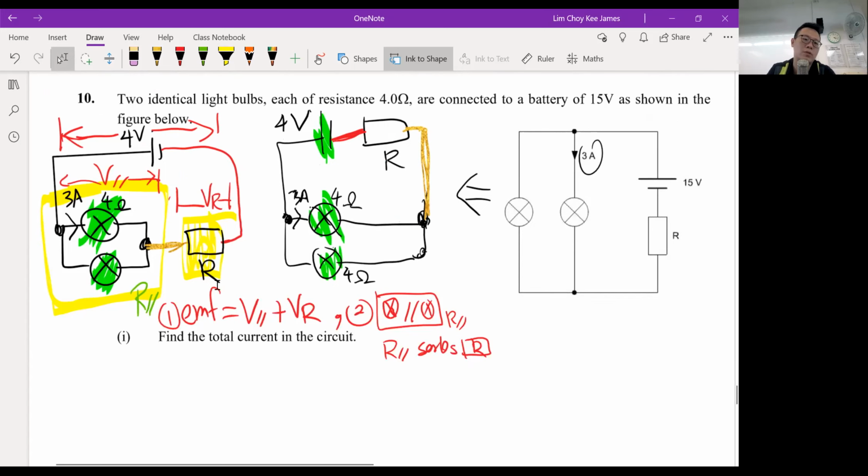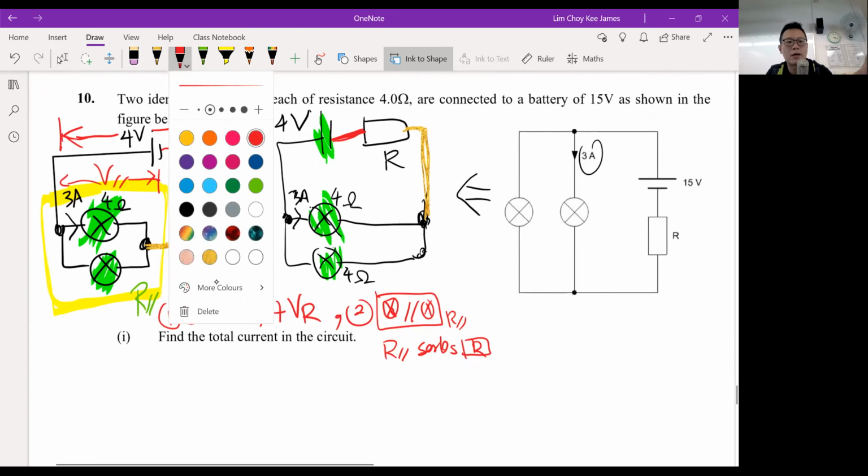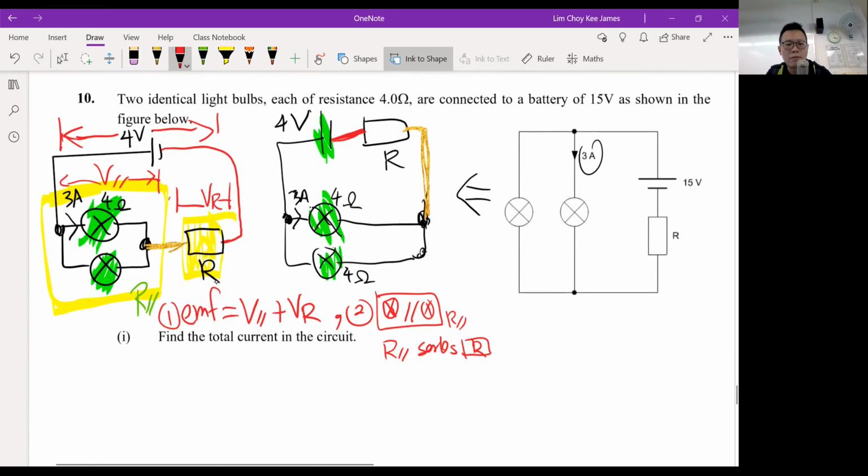Then after that, what do you do? Let's solve the questions. Since the question says find the current in the circuit, find the total current in the circuit. One of the easiest ways is to take a look at this 3 mA. This 3 mA is in the branch here. One of the tricks you have to take note of is that the key phrase in the question is identical light bulb.